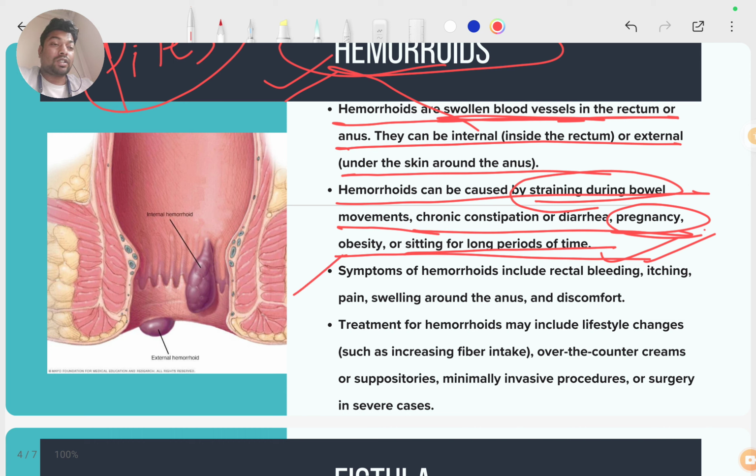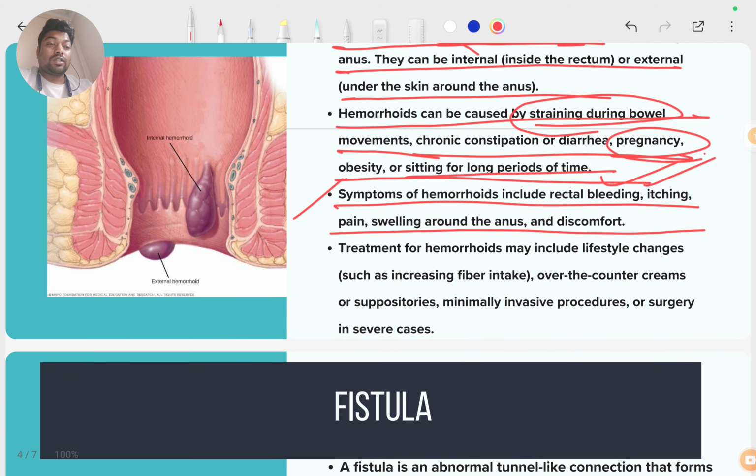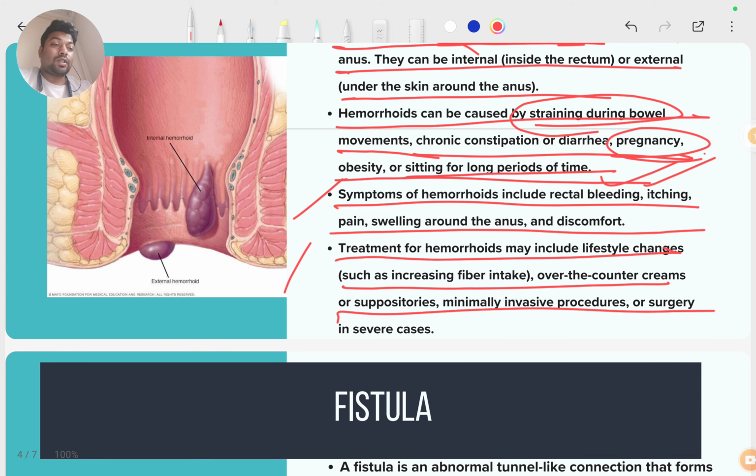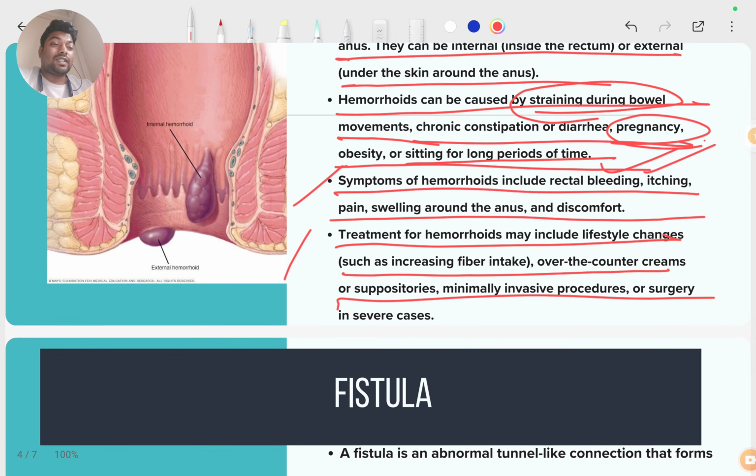Now talking about the symptoms of hemorrhoids, they include rectal bleeding, itching, pain, swelling around the anus, and discomfort. Now talking about the treatment for hemorrhoids, it may include lifestyle changes such as increasing fiber intake, over-the-counter creams, suppositories, minimally invasive procedures, or surgery in severe cases.